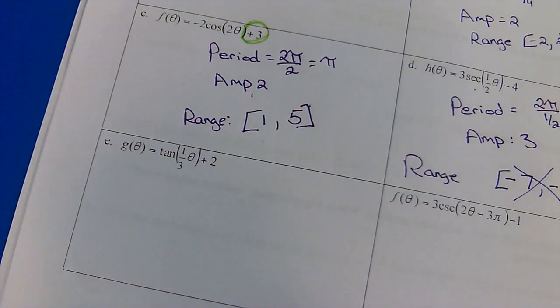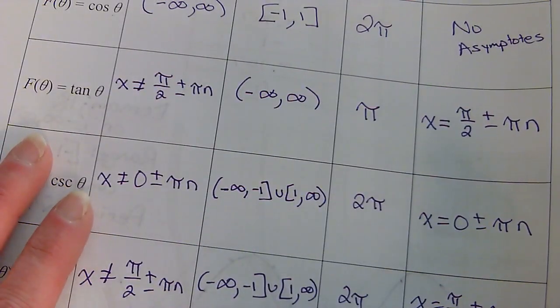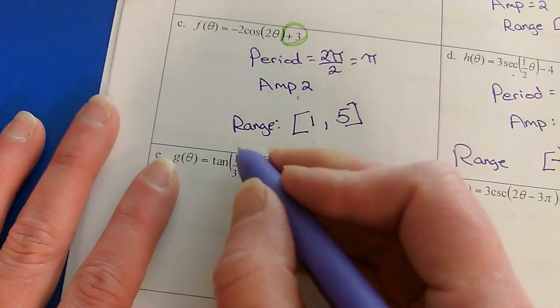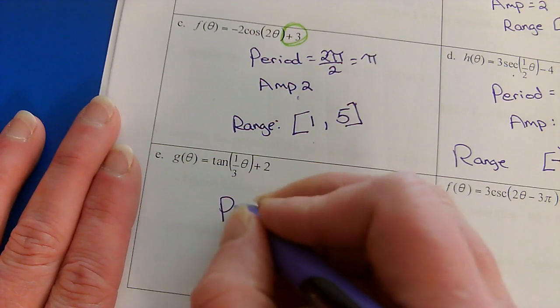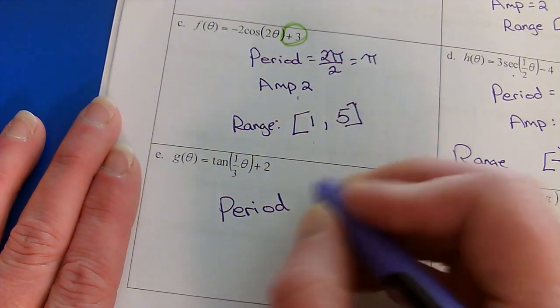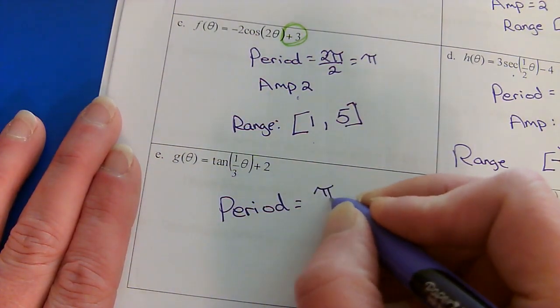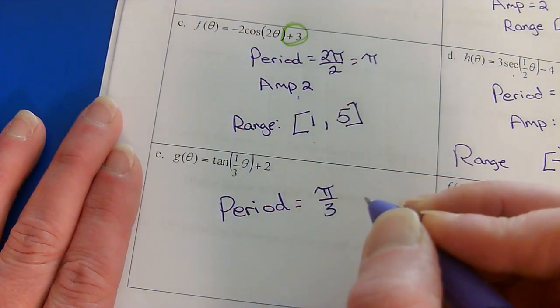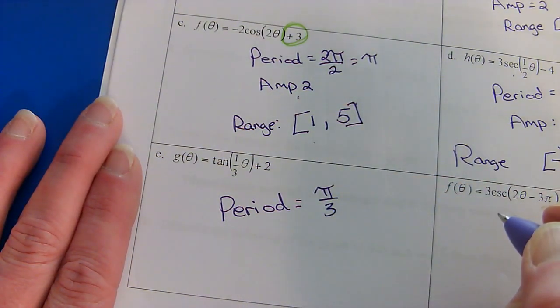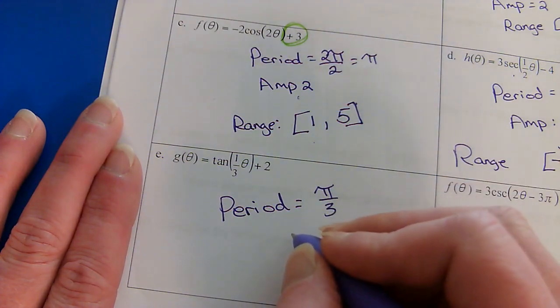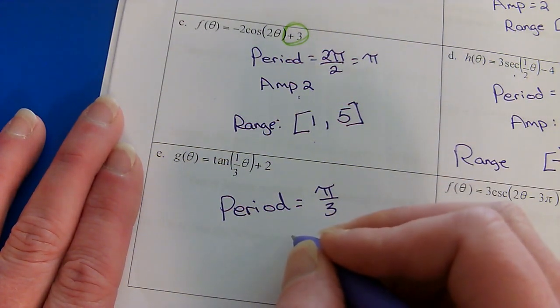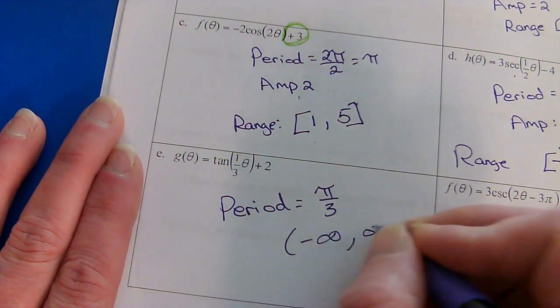Now tangent. Okay, so I've got to remember tangent, and so I'm going to use my handy dandy chart. Tangent had a period of pi. So if I do a 1/3 here, my new period would be pi divided by 3. And for tangent, my range was -infinity to infinity, so that's not going to change.